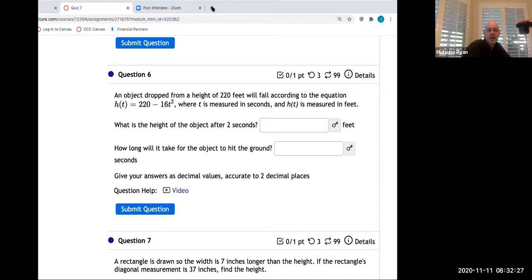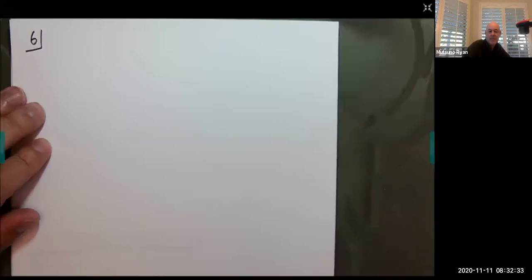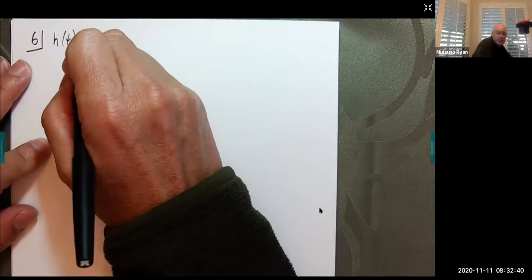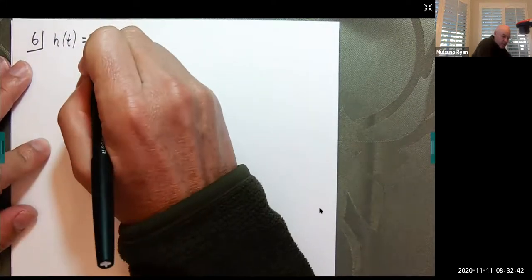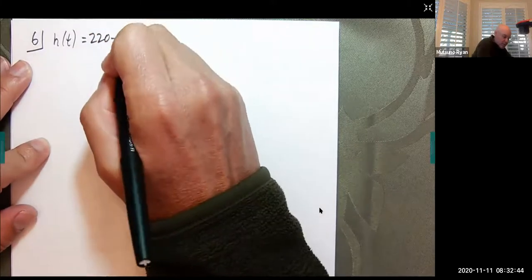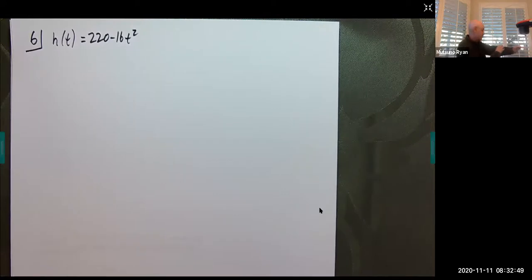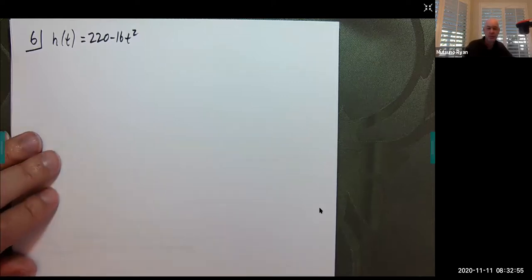So I'm going to go ahead and switch back the screens. And we have h of t, meaning the height depends on the time. This formula actually comes from Sir Isaac Newton. When he was creating calculus, he came up with these. Quite amazing. So they want to know the height after t seconds.